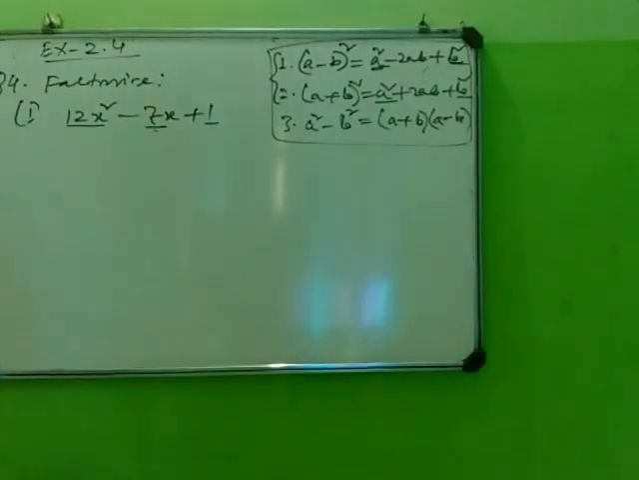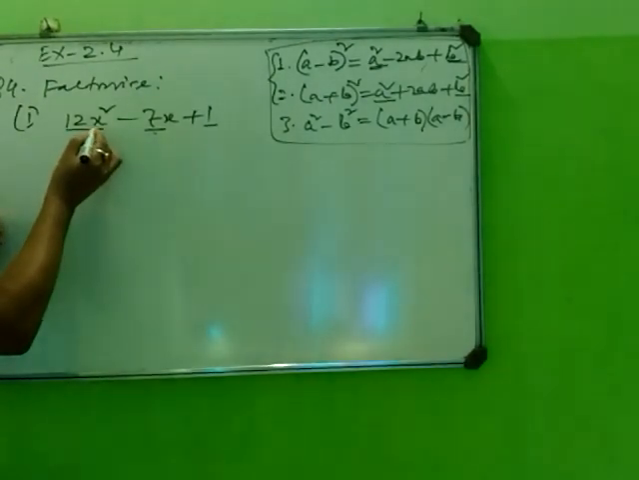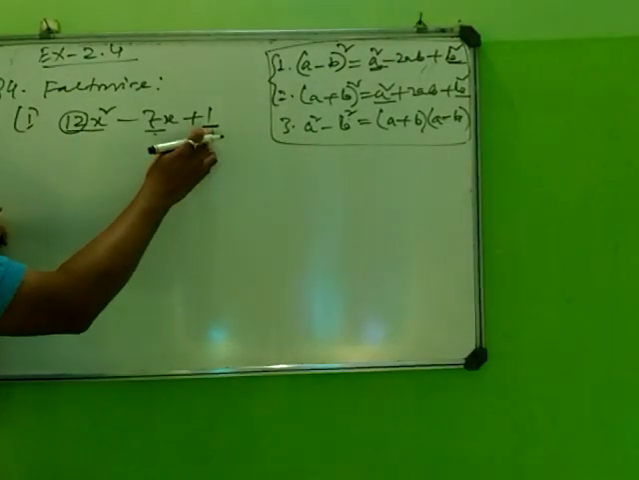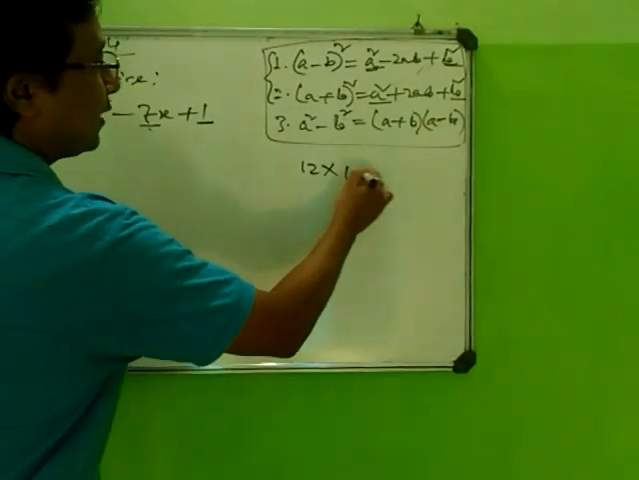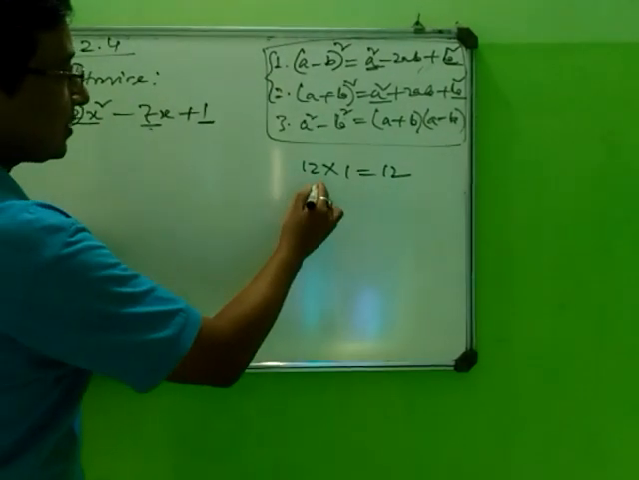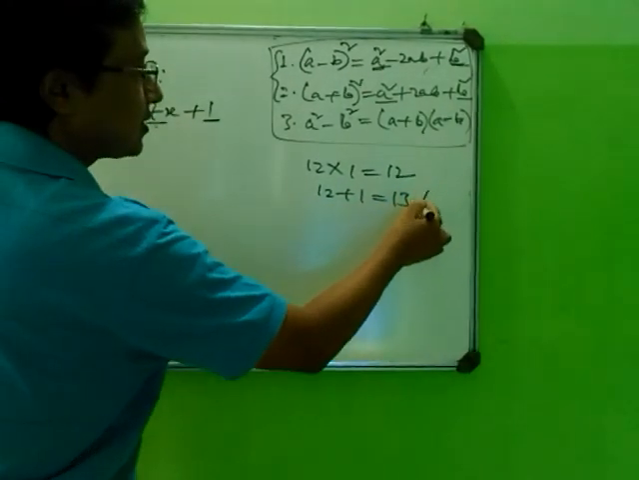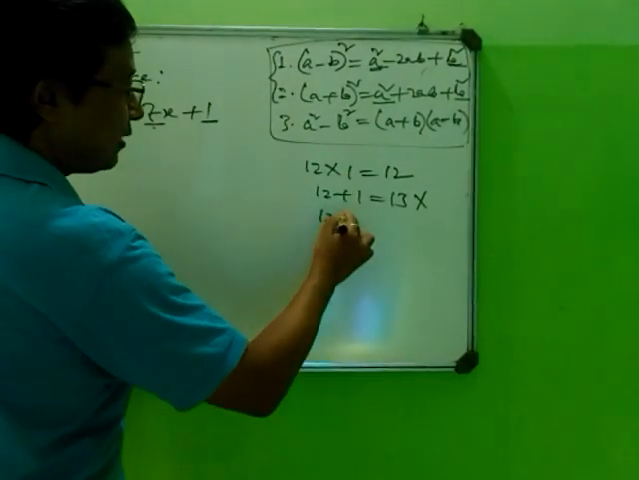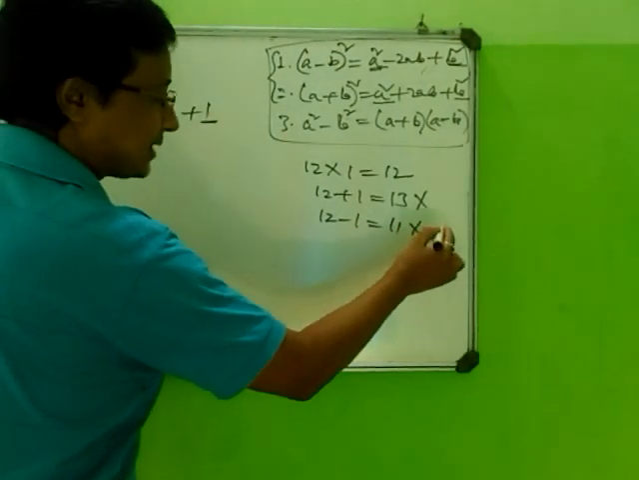Let us see. So the process is you take the coefficient of x squared, that is 12, and the constant. So the constant is 1, coefficient of x squared is 12. So 12 into 1, you got 12. Now you add these: 12 plus 1, you got 13. But there is 7. This one is not possible. Rejected. Then you subtract also, 12 minus 1, you got 11. But there is 7. So you did not get 7, so rejected.